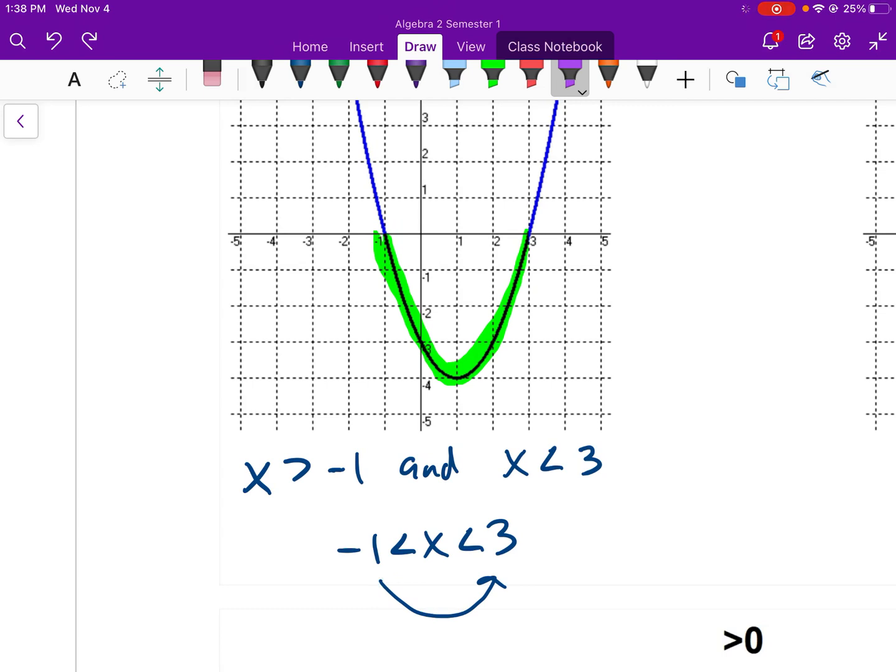I would prefer to see this statement here. So if it's in between two values, write the two values. It's between -1 and 3. Slap x in the middle, and as long as you put the smaller number on the left and the larger number on the right, both inequality signs will be less than.